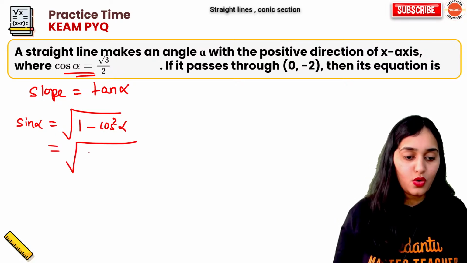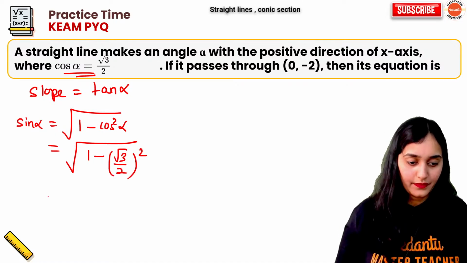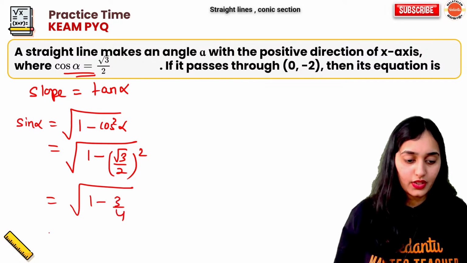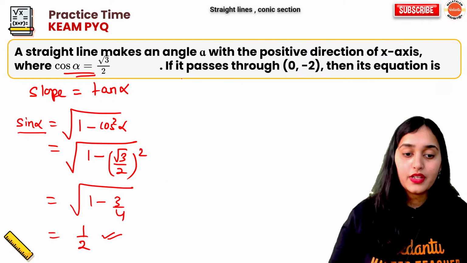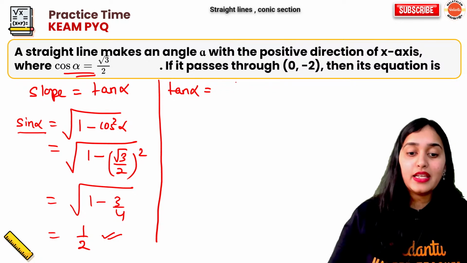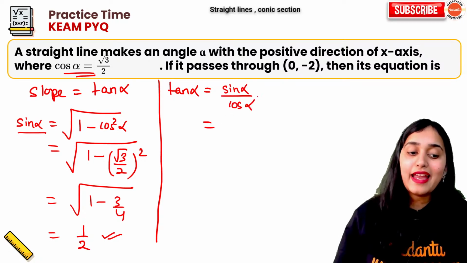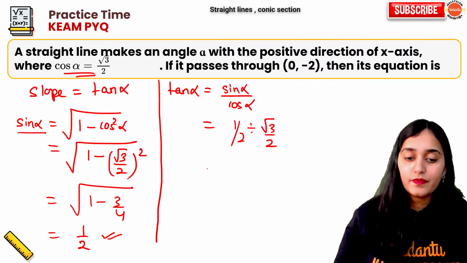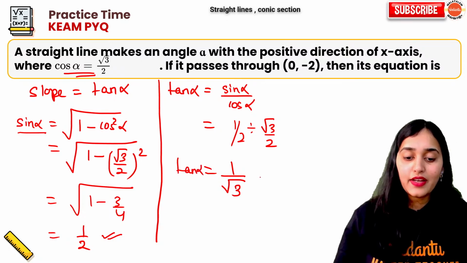So this will be root over 1 minus (root 3 by 2) whole square. So this will be root over 1 minus 3 by 4. So this is basically 1 by 2. So sin alpha is 1 by 2. So what will be tan alpha? Tan alpha will be sin alpha upon cos alpha. What is sin alpha? 1 by 2 divided by root 3 by 2. We get 1 upon root 3. So tan alpha is 1 upon root 3.